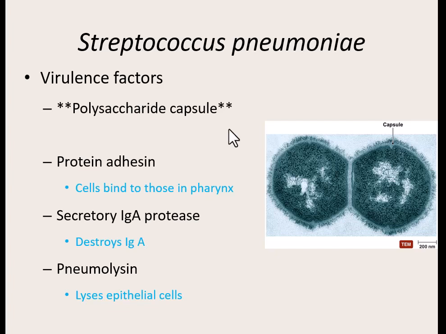And it has an enzyme called pneumolysin that destroys or breaks apart epithelial cells. Our initial respiratory tract is lined with epithelial cells. And because it can break apart epithelial cells, this bacteria can gain entry into places that it normally shouldn't be able to. Again, helps it cause disease. Good things for it, all bad things for us.